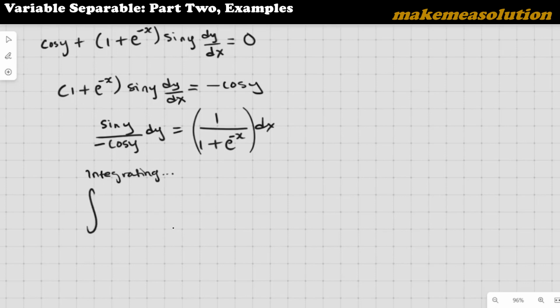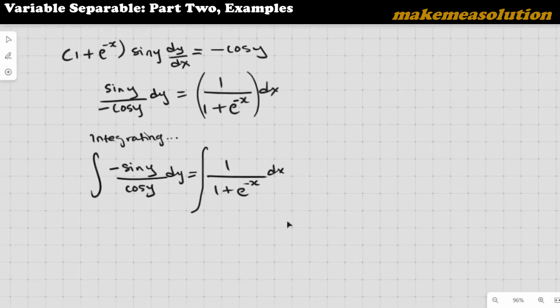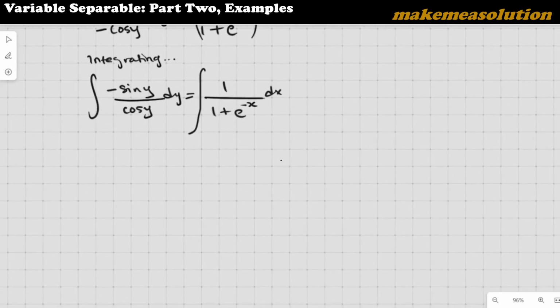Integrating, we're going to have the integral of minus sine y over cos y dy is equal to the integral of 1 over 1 plus e to the minus x dx. So how do we go about integrating this? You still have to remember the quotient rule of integration for this left hand side, the LHS, quotient rule of integration.